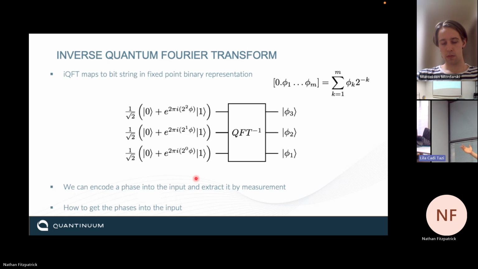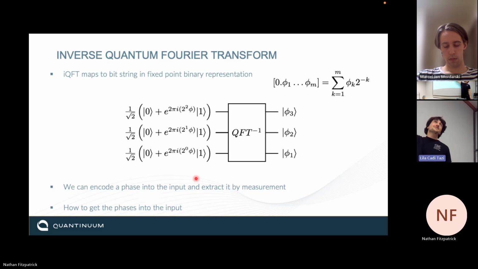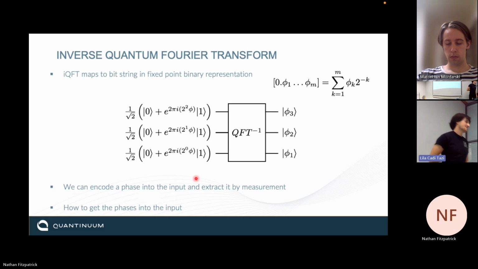So fixed point binary is basically if you have 3 qubits, 0, 0, 0 will be 0, and you increment by 1/8, 1 over 2 to the n, basically. So if you had 0, 0, 1, that would be 1/8. Yeah, that's what this means. Just for 3 qubits. Yeah, okay.